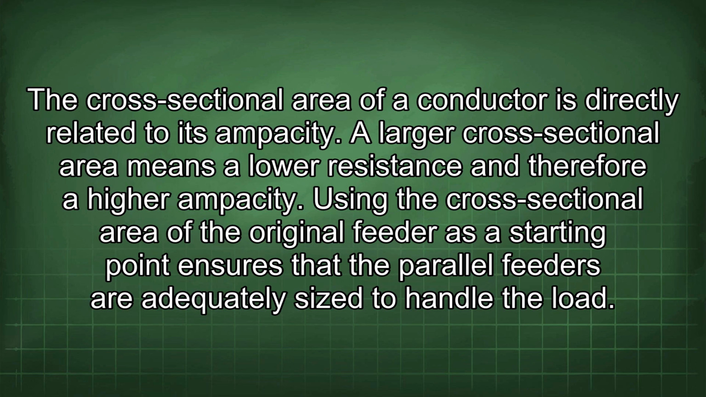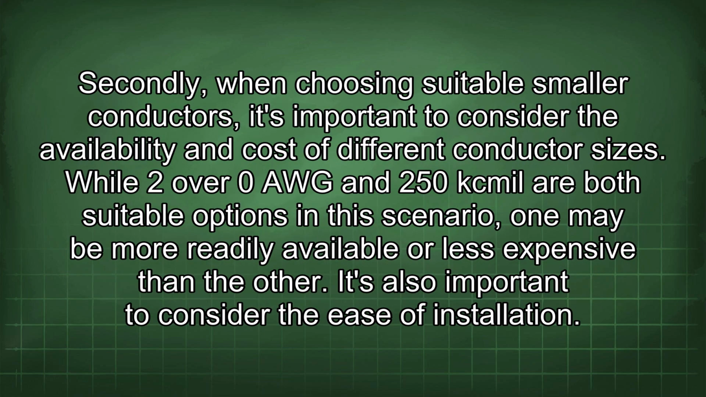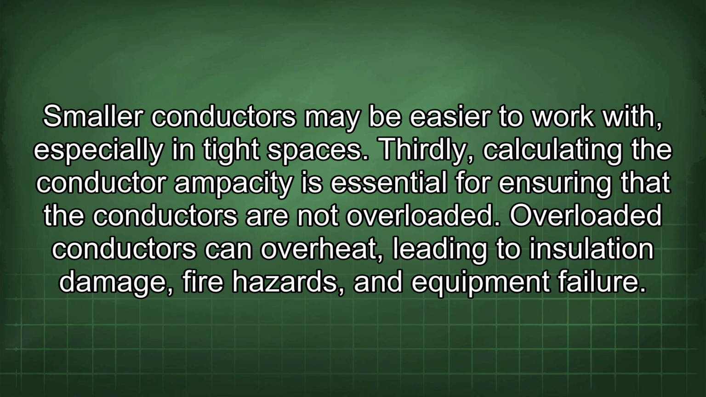Using the cross-sectional area of the original feeder as a starting point ensures that the parallel feeders are adequately sized to handle the load. Secondly, when choosing suitable smaller conductors, it's important to consider the availability and cost of different conductor sizes. While 2/0 AWG and 250 kcmil are both suitable options in this scenario, one may be more readily available or less expensive than the other.